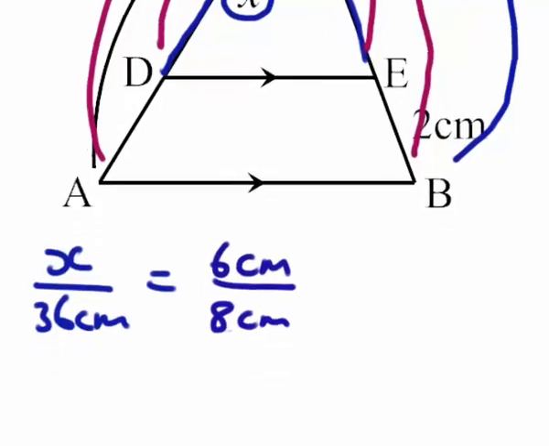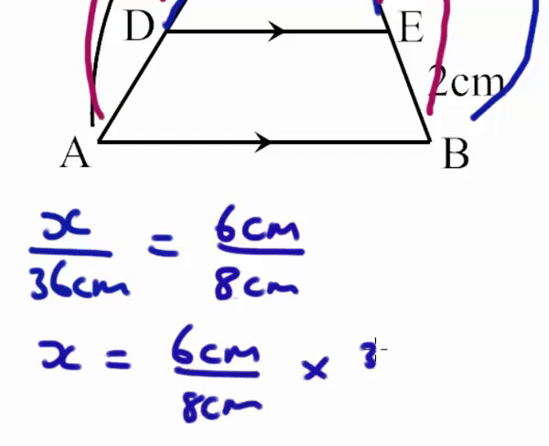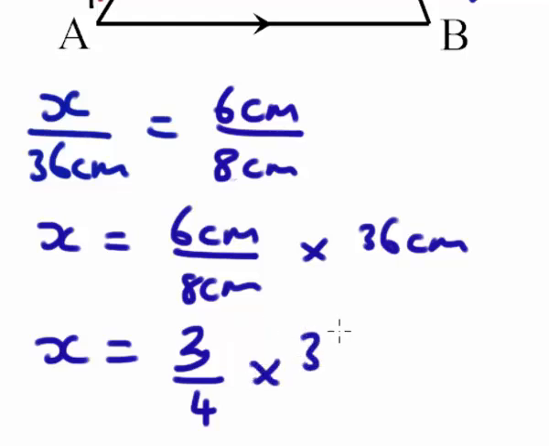I love this. Now look at this. Now we can say x is equal to 6 centimeters over 8 centimeters multiplied by the 36 centimeters, because you're multiplying both sides by 36 and it cancels there. Now let's work out what this is. If you look at that, the centimeters cancel. Let's simplify 6 and 8. Divide both by 2. 6 divided by 2 is 3, and 8 divided by 2 is 4, of 36 centimeters.